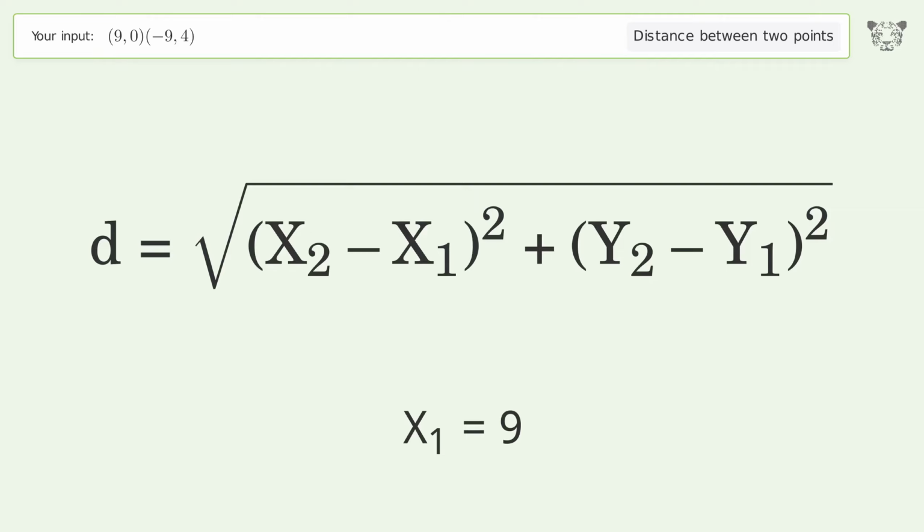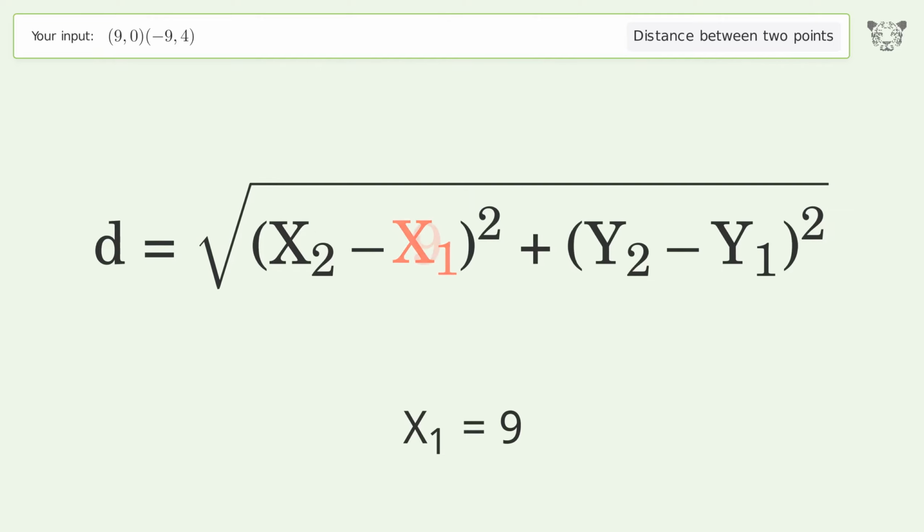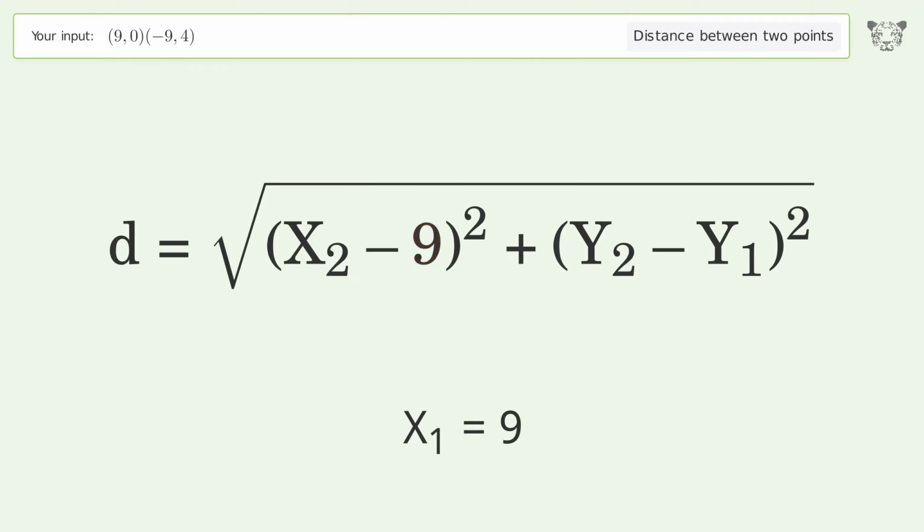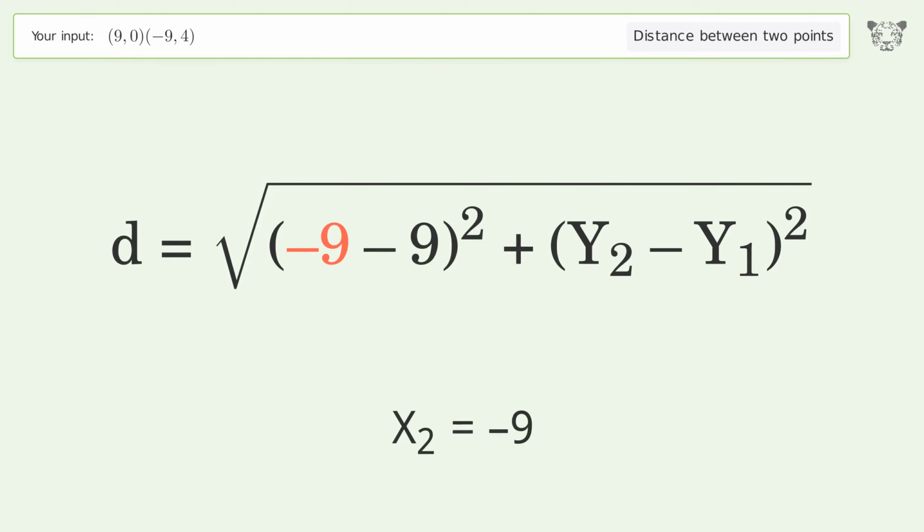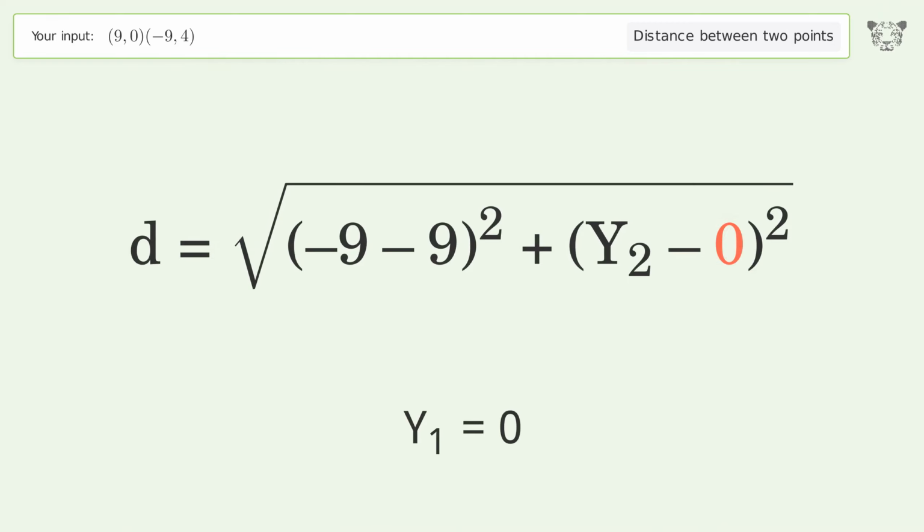x1 equals 9. x2 equals -9. y1 equals 0. y2 equals 4.